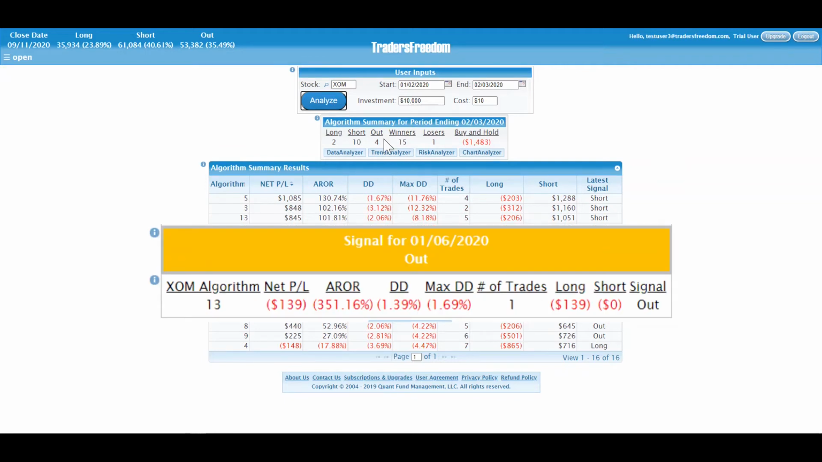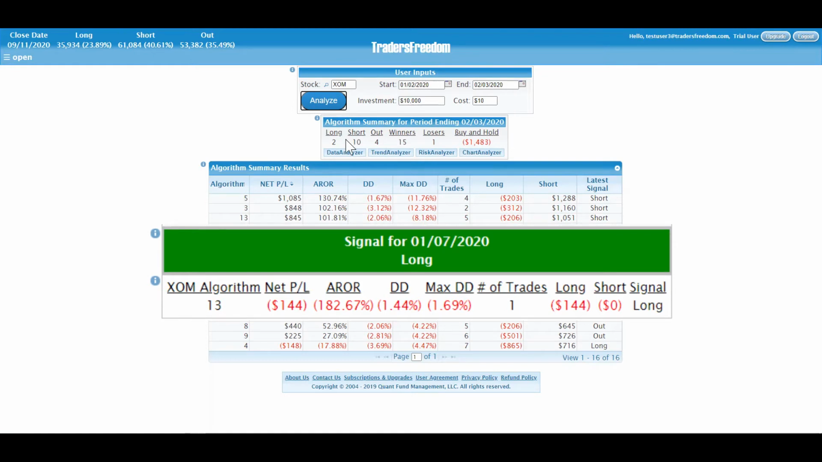Out is pretty easy. Based on the current trading patterns that Freedom's algorithms have detected, it's not sure what the stock is going to do next. So you get an out signal to reduce your risk of the unknown and to protect your trading capital.